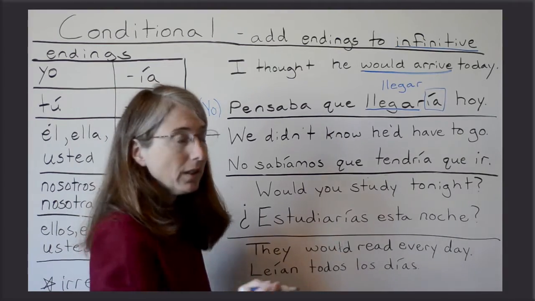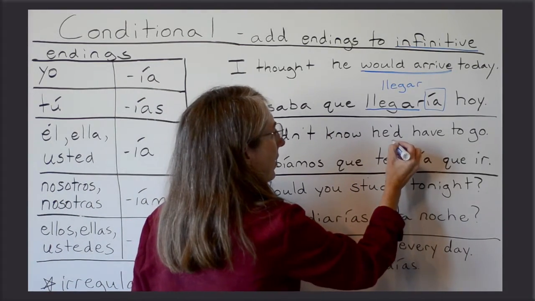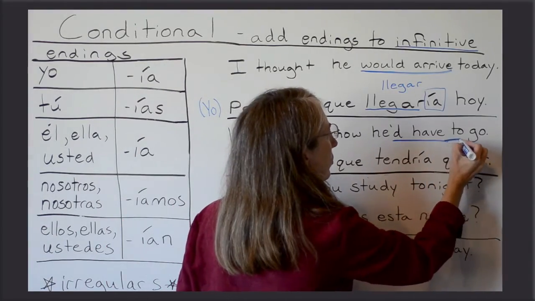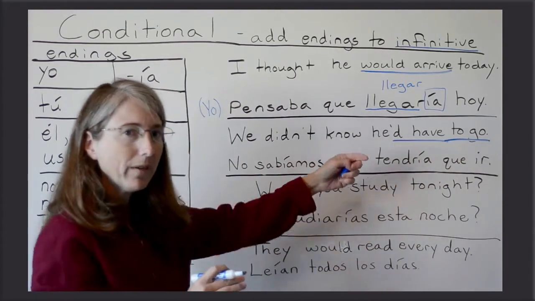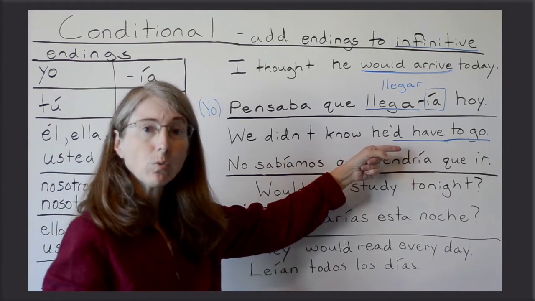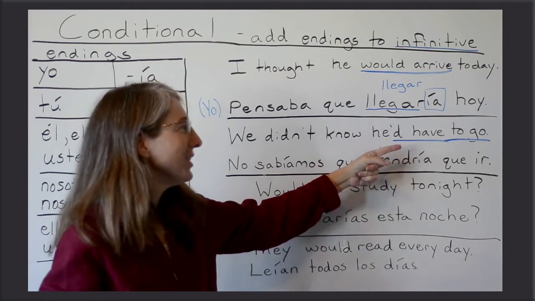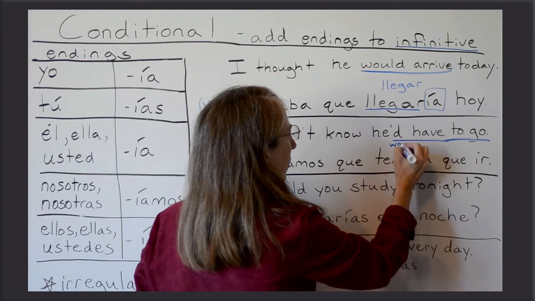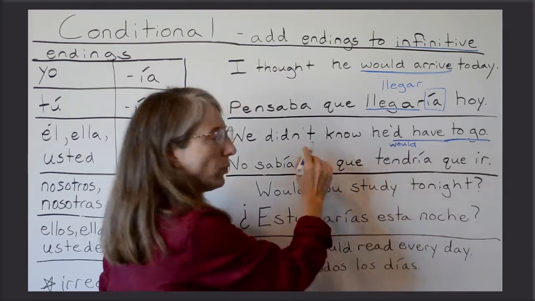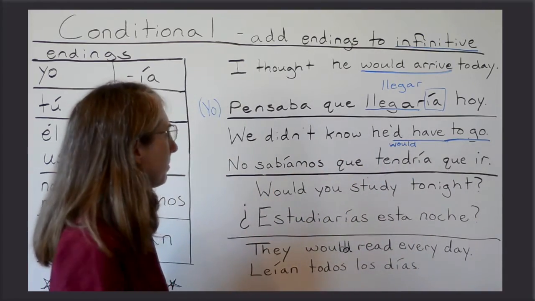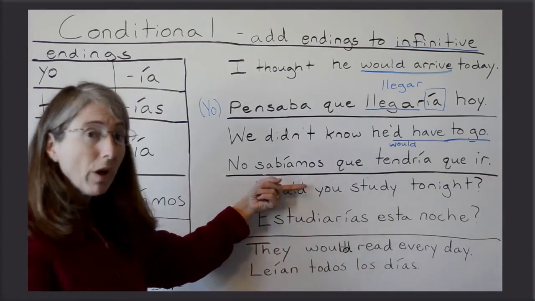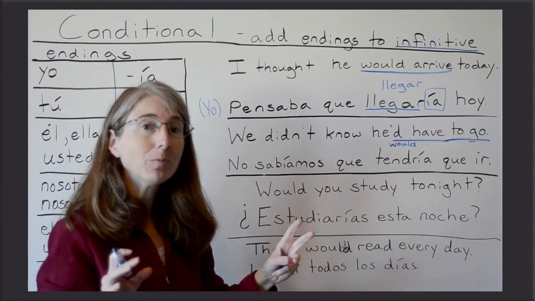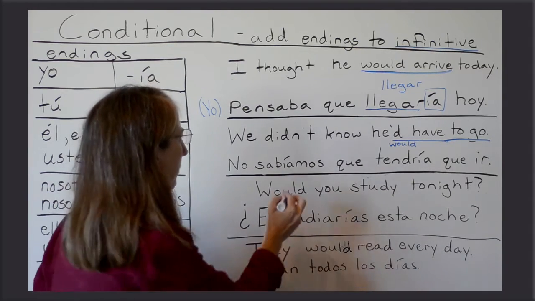So the conditional in this is would have to go. And in English, we have the contraction he'd for he would. So would is in there, but it's kind of hidden. We didn't know he would have to go. In Spanish we would say, no sabíamos que, and then in Spanish for have to it's tener que.